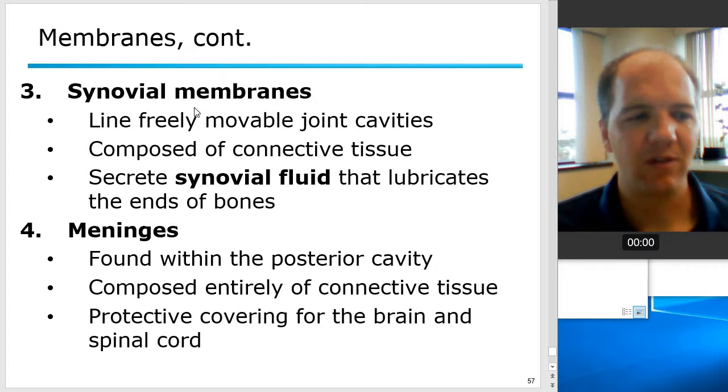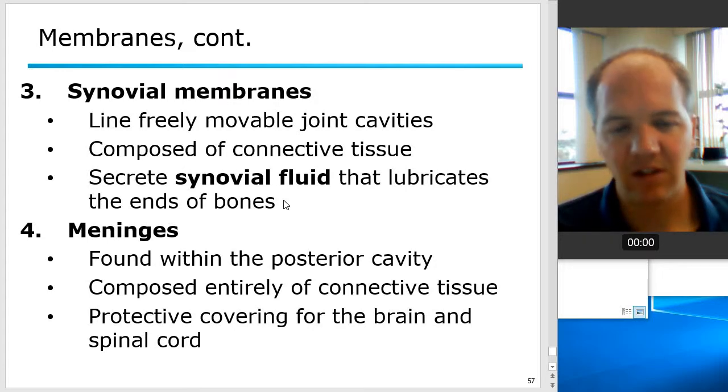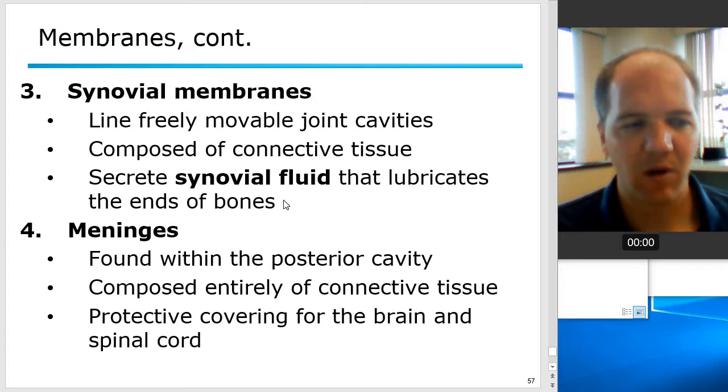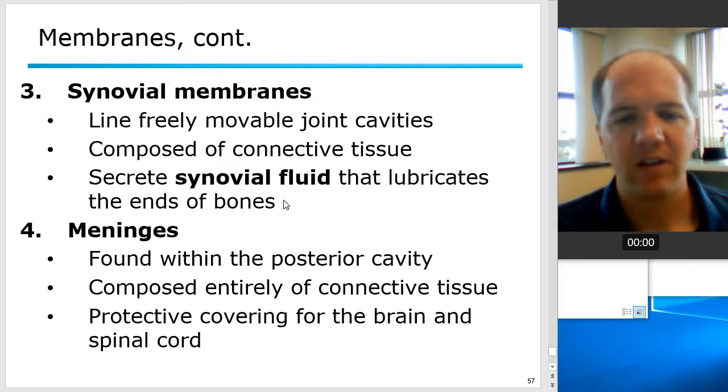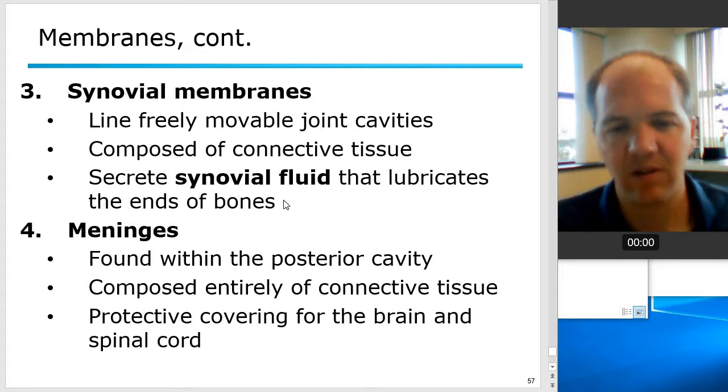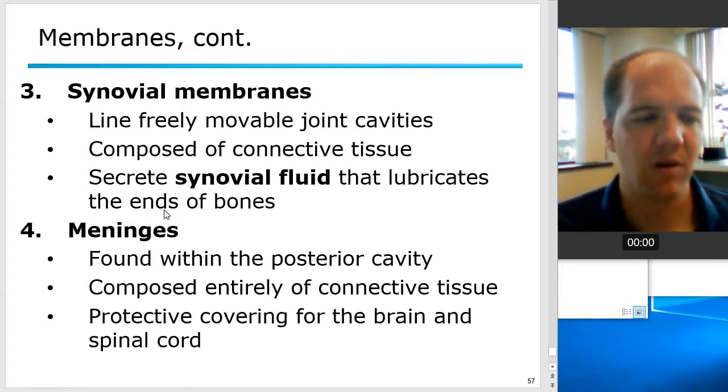Two other types of membranes. We have synovial membranes. Synovial membranes are found in joints. So they are composed of connective tissue. So remember how we have hyaline cartilage that's lining our bones at the joints. So that's part of the synovial membrane. And fluid is secreted into the synovial cavity, and that allows for lubrication, so allows our joints to move without bone scraping against bone. We also have meninges.